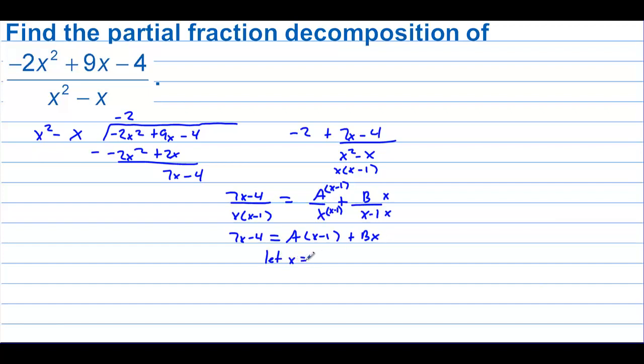Let's let x equal 1. That way we have 3 is equal to 1 times B, which is B, so now we know B is 3. And if we let x equal 0, we should be able to find out what A is. We have negative 4 when we plug in 0 on the left, and that's equal to negative A. A is equal to 4. So now we can write the original as negative 2 plus 4 over x, and then plus 3 over (x minus 1).